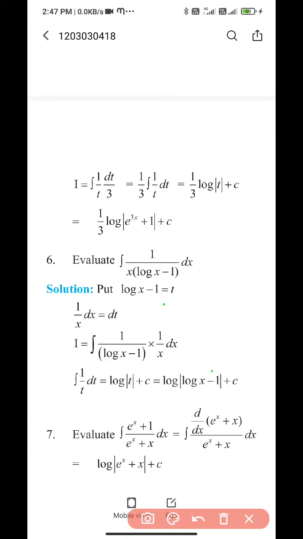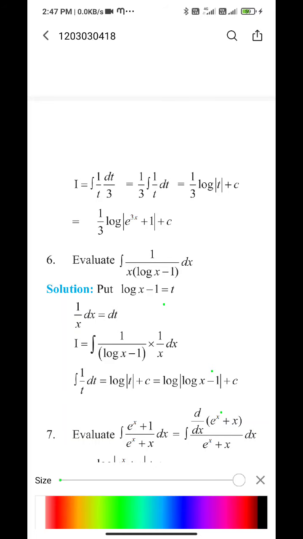So by the method I have told you, this step won't be there. You directly get to this step. After that, the integration of 1 by t with respect to t, that is dt. Integration of 1 by t is log t plus c. You have to put the value of t which we have supposed earlier, which is e raised to 3x plus 1, and you'll get the answer, right?